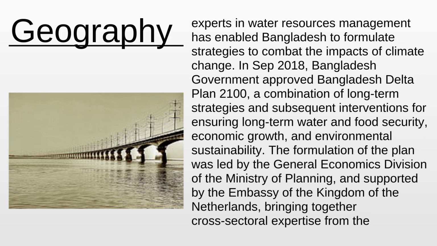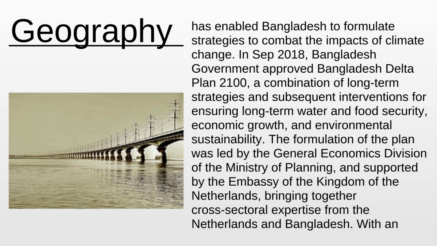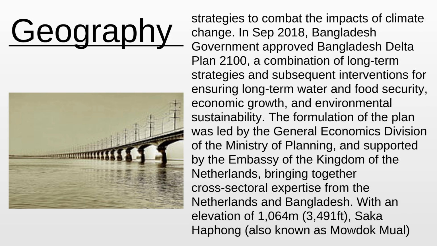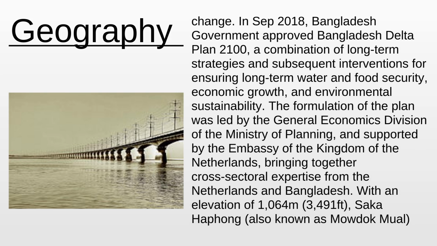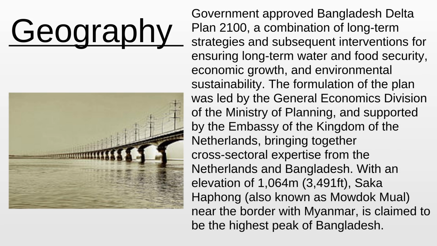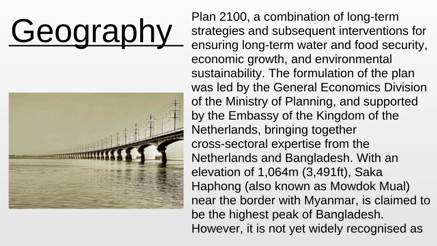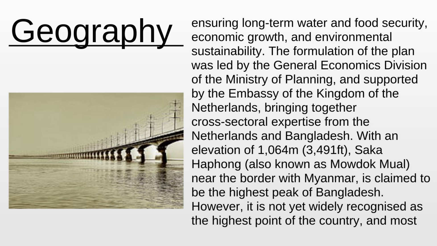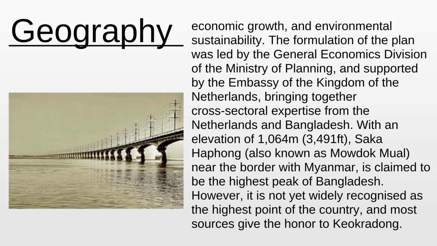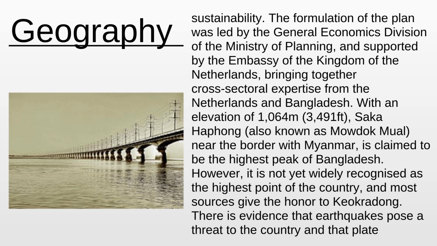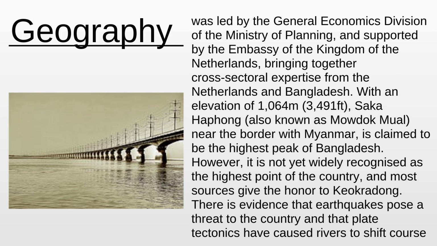In September 2018, the Bangladesh government approved Bangladesh Delta Plan 2100, a combination of long-term strategies and subsequent interventions for ensuring long-term water and food security, economic growth, and environmental sustainability. The formulation of the plan was led by the General Economics Division of the Ministry of Planning, and supported by the Embassy of the Kingdom of the Netherlands, bringing together cross-sectoral expertise from the Netherlands and Bangladesh.